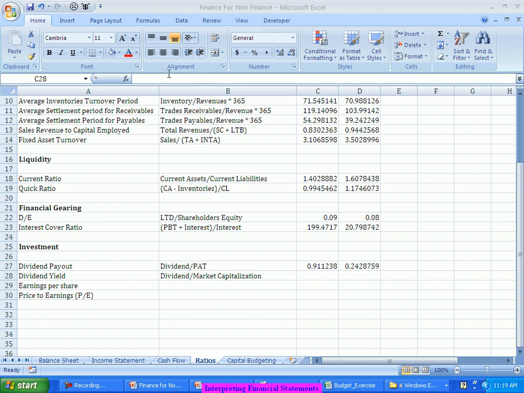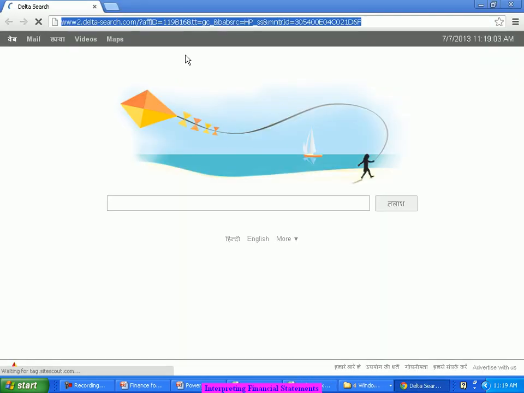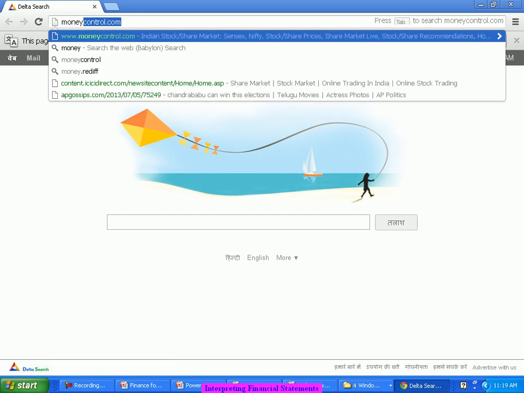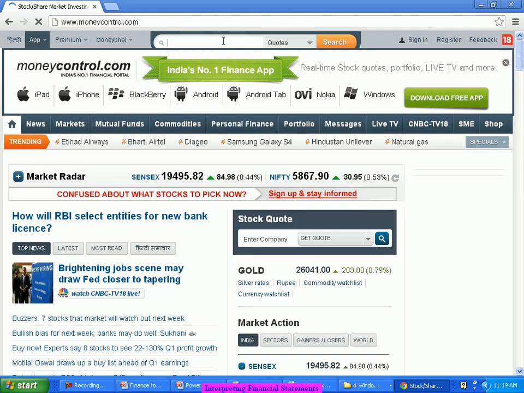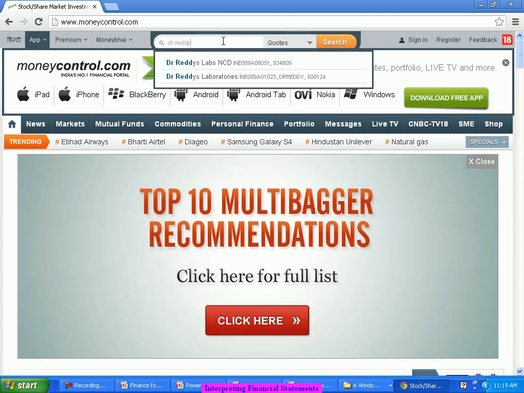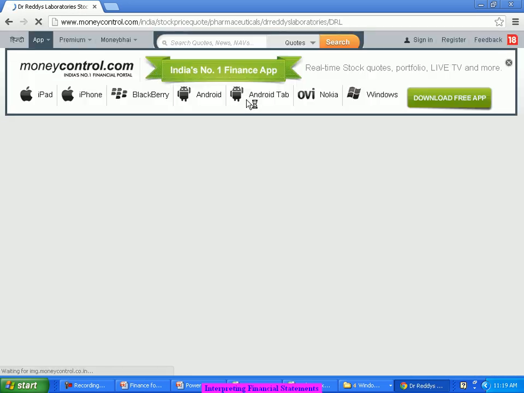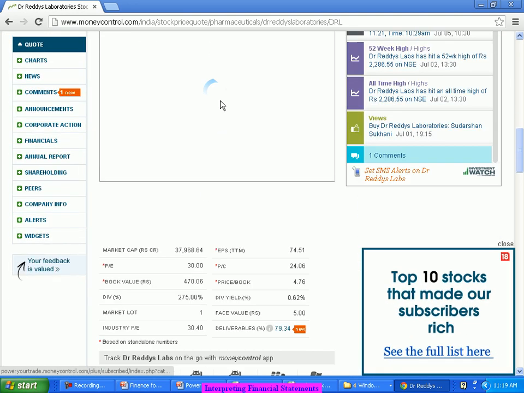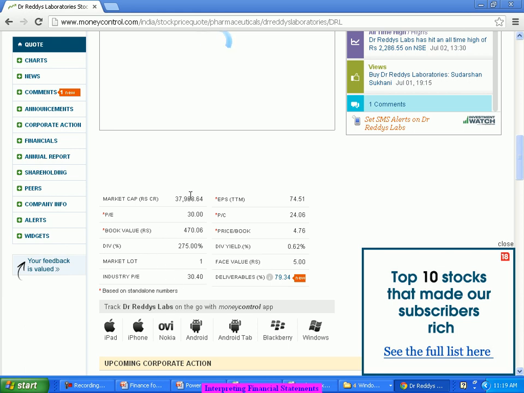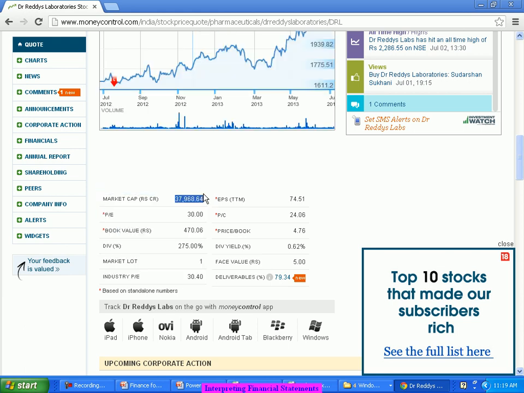Probably if I just visit a site like Money Control or something, which talk about the stock price every day. So if I check out for the current stock price of Dr. Reddy's, you will get the market capitalization of the company here. So this is the market capitalization, but this is in crores. But our data, I think, is in millions. So probably add one more decimal here. That will make it into million.